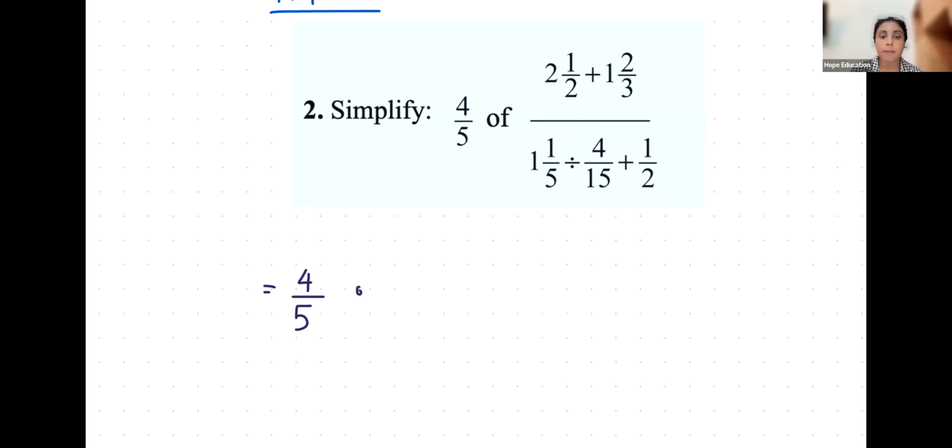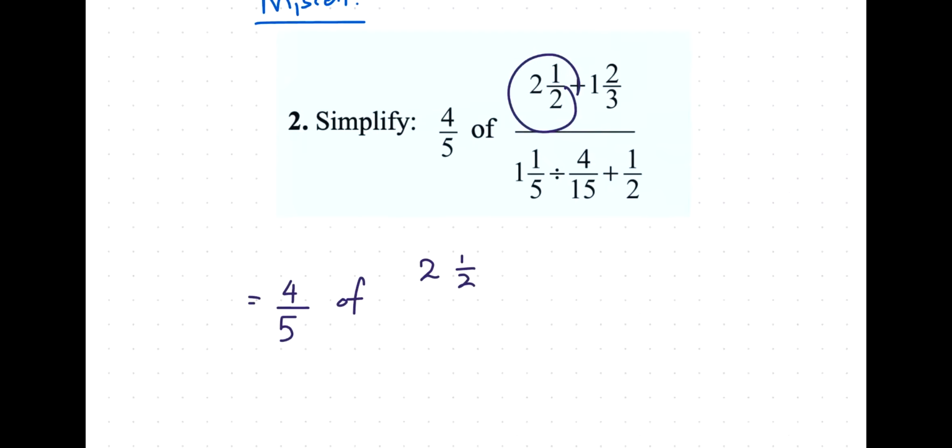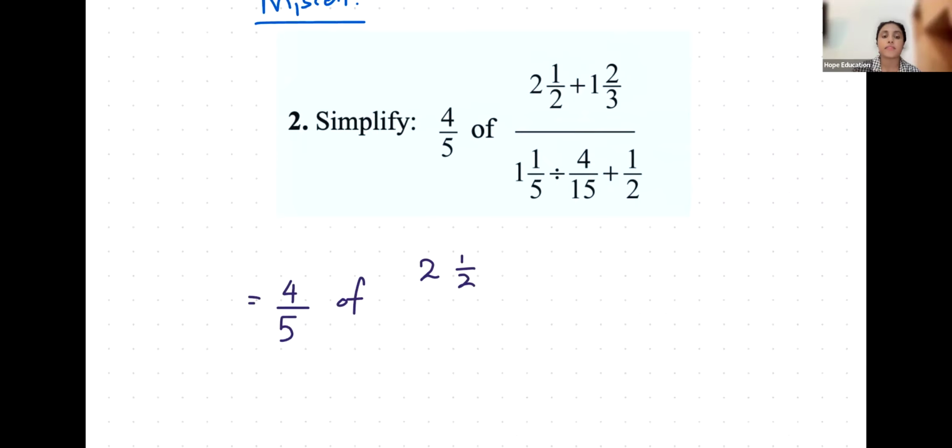4/5 of. Here at the top I have 2 1/2 plus 1 2/3. Now these are mixed numbers. What should be my first step? Make them into improper fractions. Yes, converting the mixed numbers to improper fractions.